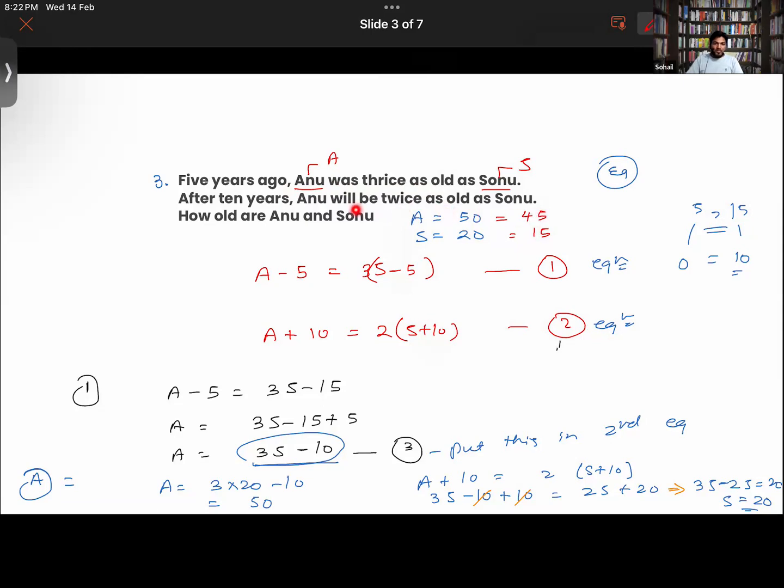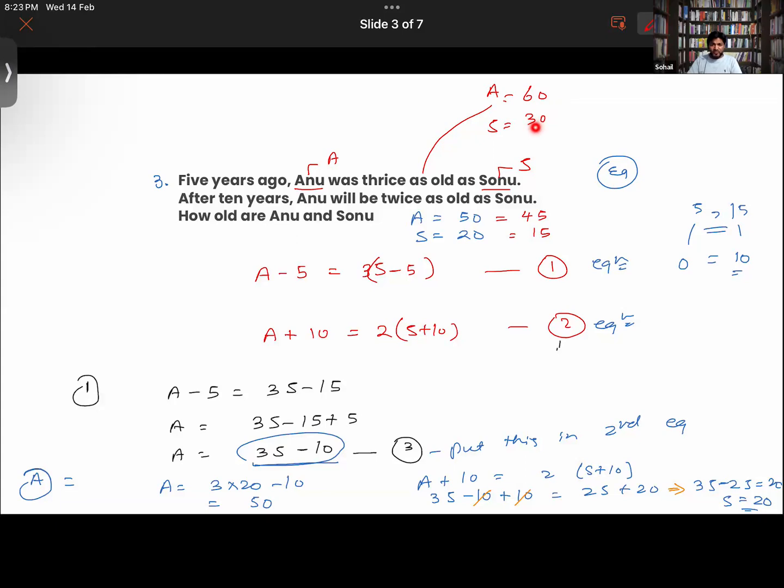Yes, sir. Now looking at the second part of the question, which says that after 10 years, what will their ages be? 50 plus 10 is 60, and this is 30. So this is the age of Anu and this is Sonu. And what do we see? The age of Anu is just double that of Sonu.